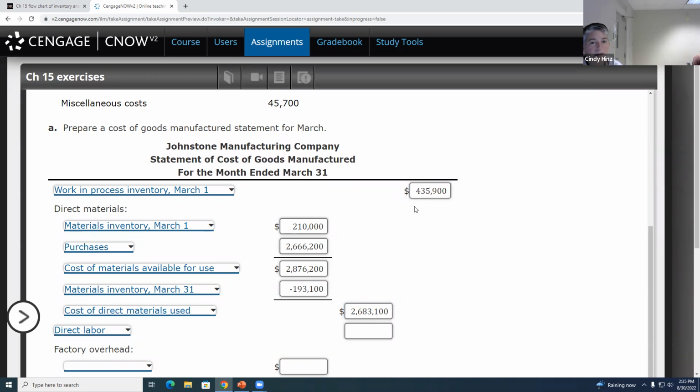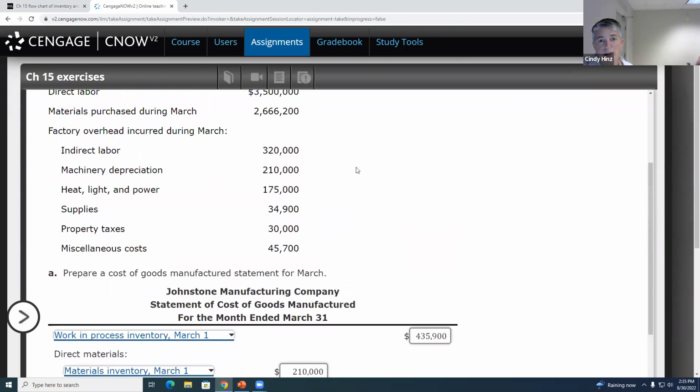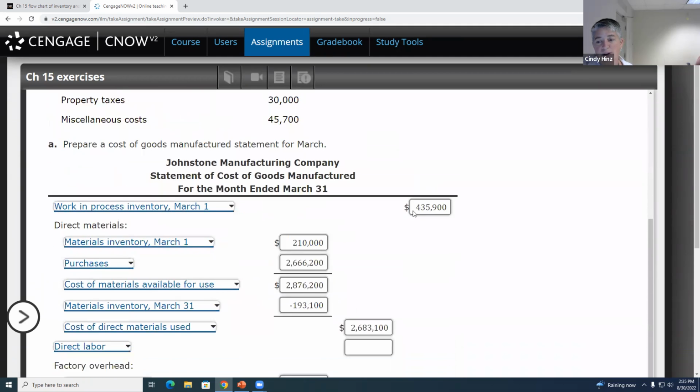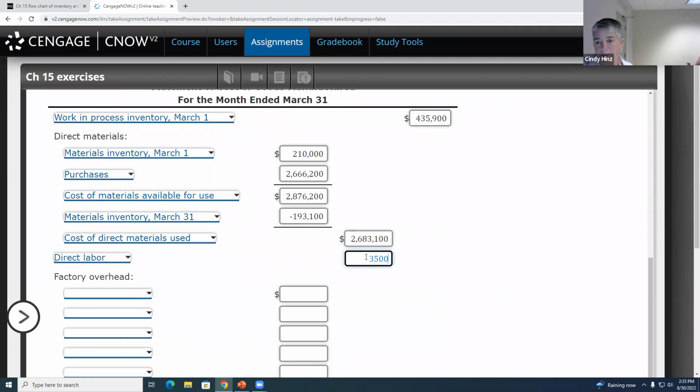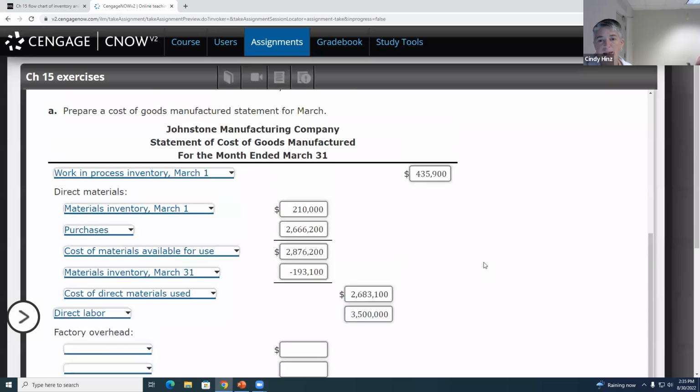And so we started the month with $435,900 worth of work in process. That would have included some direct materials, some direct labor, and some overhead. We've now added to that more direct materials, about $2.7 million. We add direct labor, that's $3,500,000. And then we add the overhead.